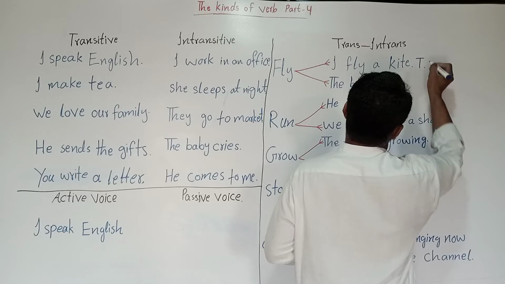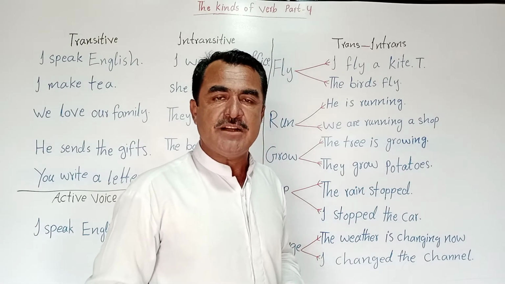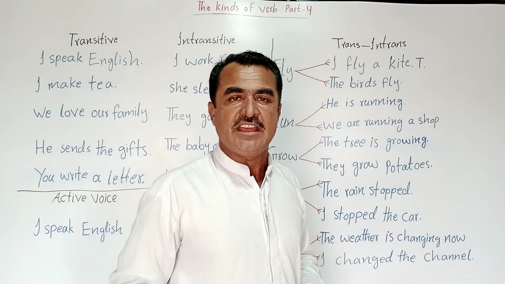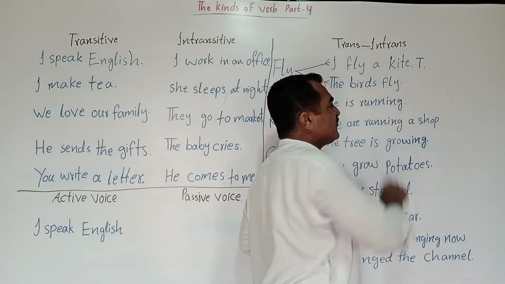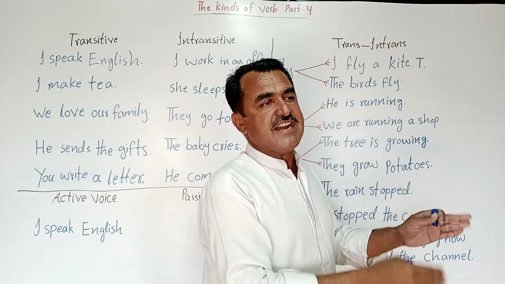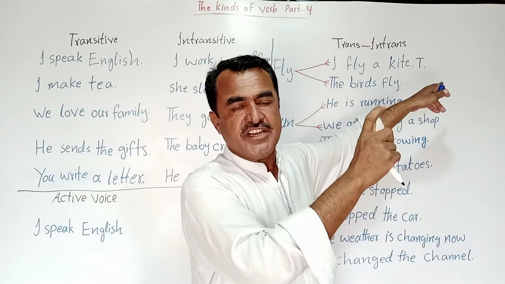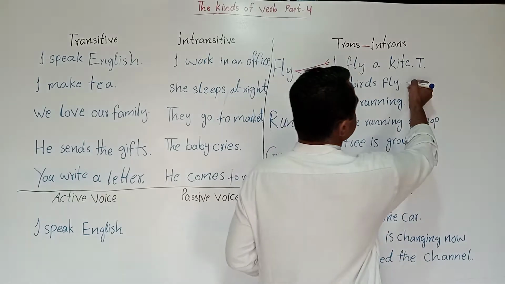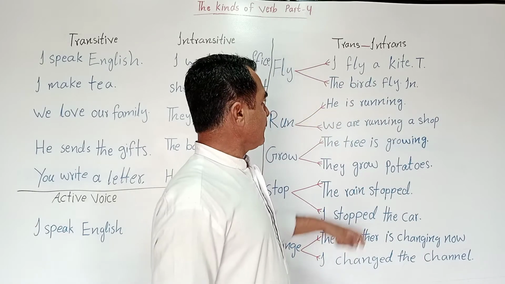I will put T here. Transitive verb. Okay, the birds fly. Here it's not getting any object, so it is used as an intransitive verb. For example, in the birds fly in the sky, the sky is not the object of the verb. The word sky is the object of the preposition in. So that is why it is an intransitive verb. Here I will put IN, meaning intransitive verb.